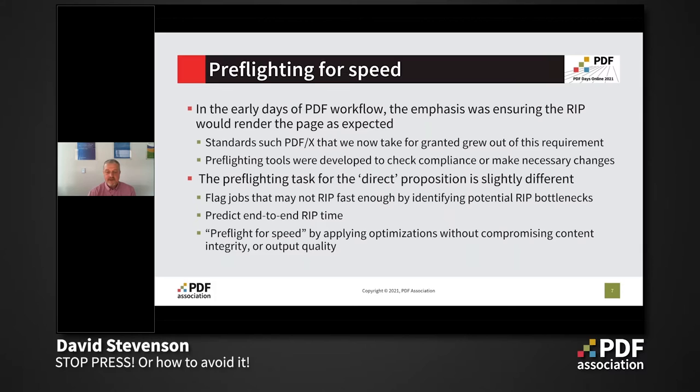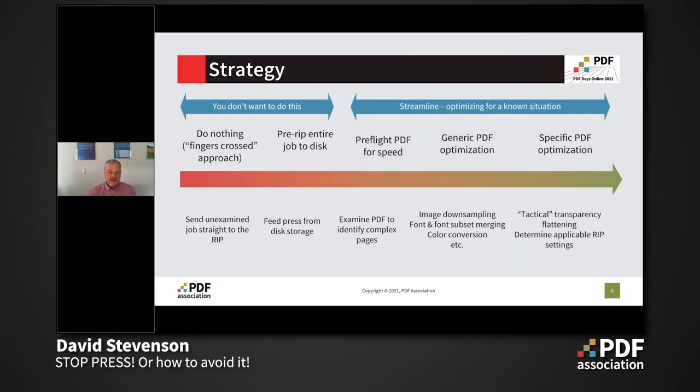And so we come up with a kind of continuum of different approaches. Over on the left are the things that you probably don't want, that you want to avoid. You probably don't want to do nothing. I refer to that as the fingers crossed approach, because that means you don't know what you're going to get if you send it straight to the RIP. The other way to completely eliminate that risk is to pre-RIP the entire job to disk. But of course, then that takes up storage. And what we've seen in some cases is that even slurping the data directly from disk storage can sometimes not be fast enough to keep up with very fast presses.